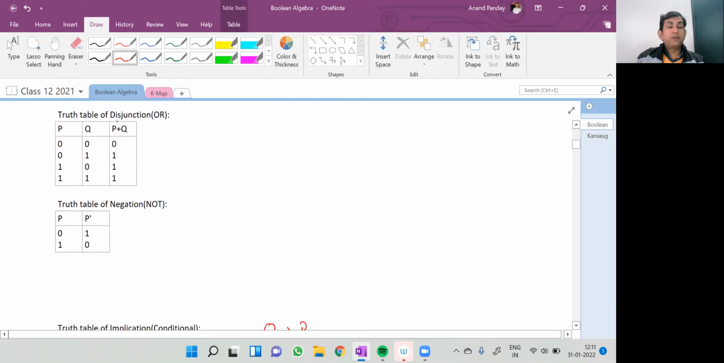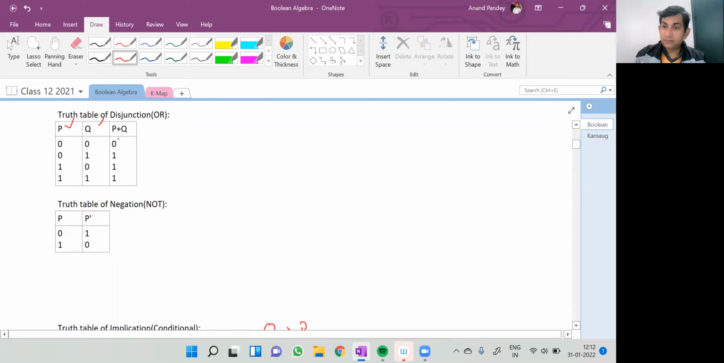Second, truth table of disjunction. Disjunction is also called OR. In the same manner for two propositions, you can draw the truth table like this: P and Q, 0 0, 0 1, 1 0, 1 1. Okay, and for OR or disjunction, the connective which we use is plus, or we can use this symbol. Means it can be written as P or Q like this also. Okay, so truth table for the disjunction. This is for P, Q.